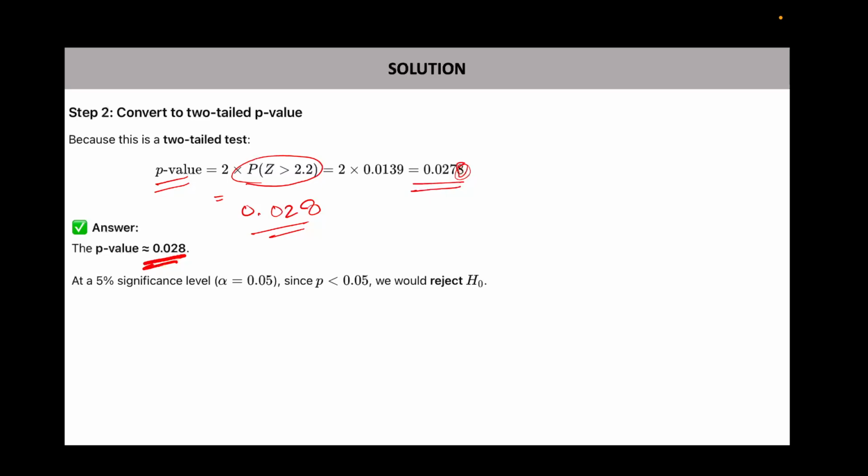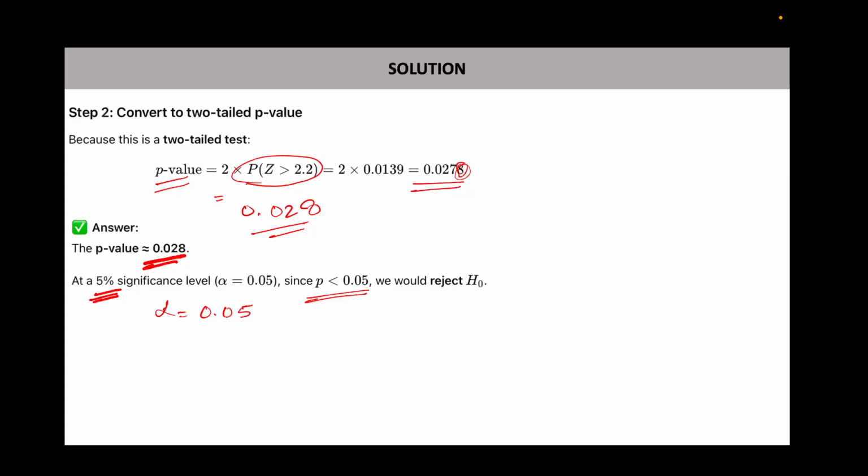Now the question asked about a significance level of 5%. Your significance level is represented by alpha, and the alpha value is 0.05. At this significance level, we say that p should be less than 0.05, and in that case we will be rejecting the null hypothesis. So when we talk about significance level, your p-value will determine whether we accept or reject the null hypothesis. When we test any statistic, we usually either accept or reject the null hypothesis.